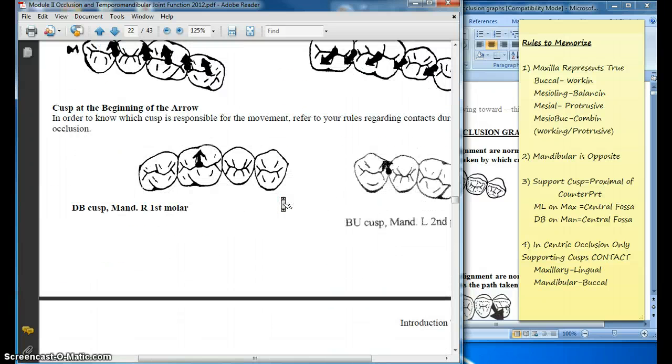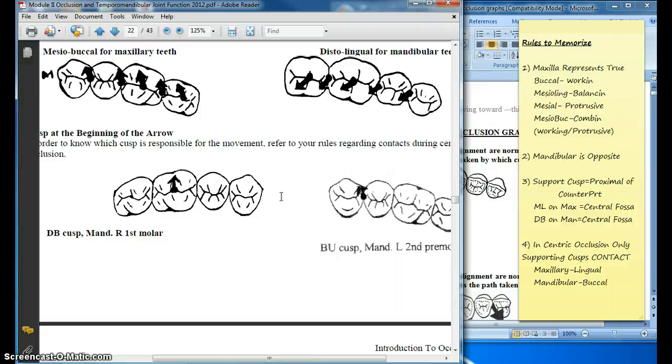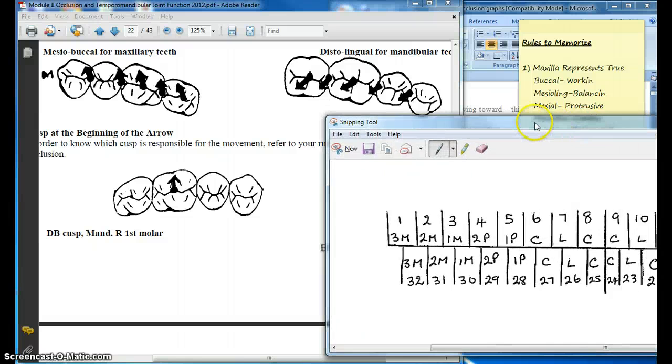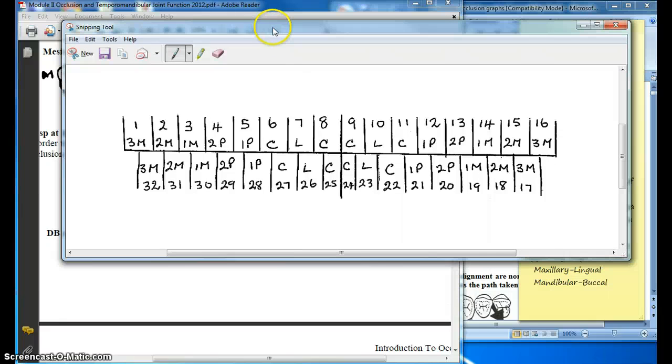And now where everyone seems to be getting a little bit confused is what cusp is going where. It's not too confusing. There's two things besides those rules that I told you to memorize. I always draw this. Before you start the quiz tomorrow, draw one of these things. It takes about 10 seconds. You don't even have to draw both sides. Draw one side. Let's see if I can mark this up for you guys.